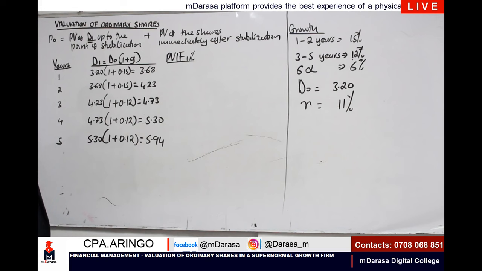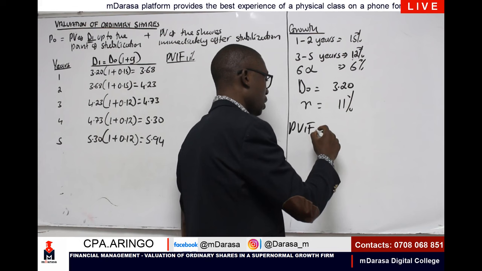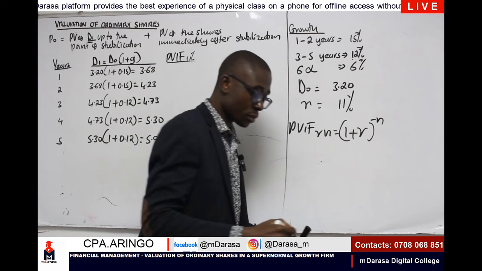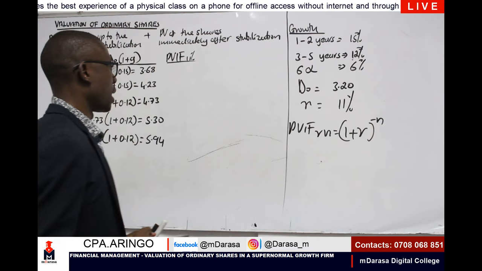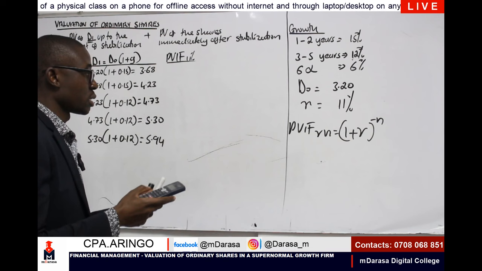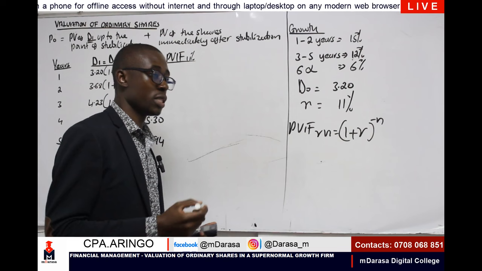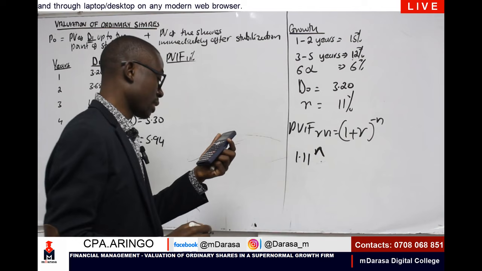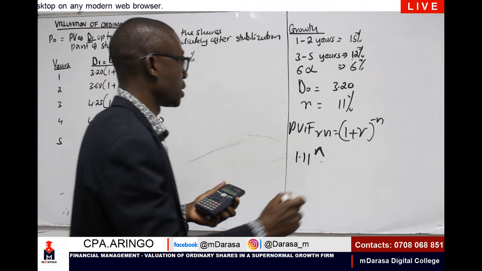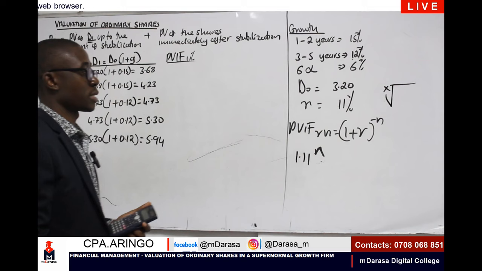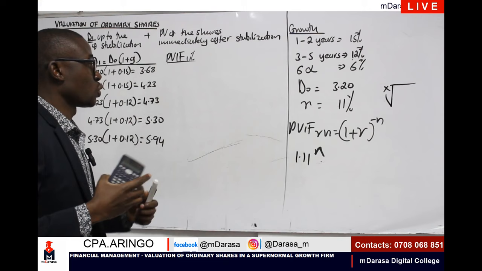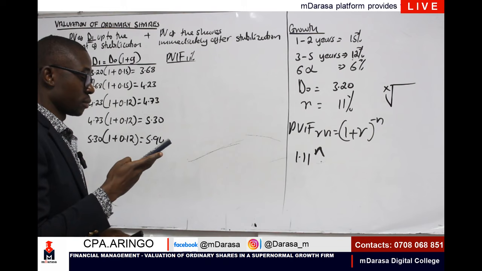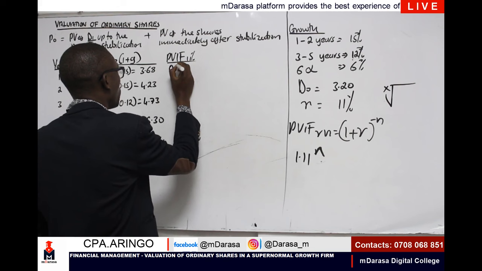Recall the concept of present value interest factor: given rate and number of years, 1 plus r raised to negative n. You pick your calculator here. We have 1 plus r, which is 11%, so 1 plus 0.11, which is basically 1.11. You see in your calculator the sign of raised to power. So you have that value raised to power negative 1. That should give me, to four decimal places, our factor 0.9009.